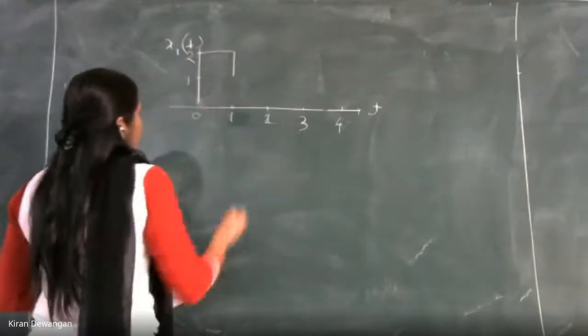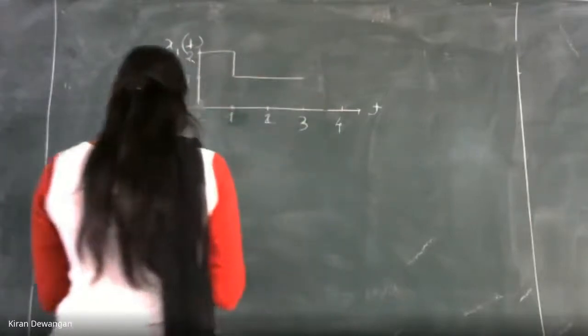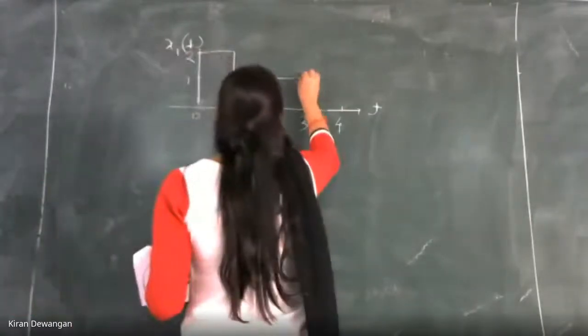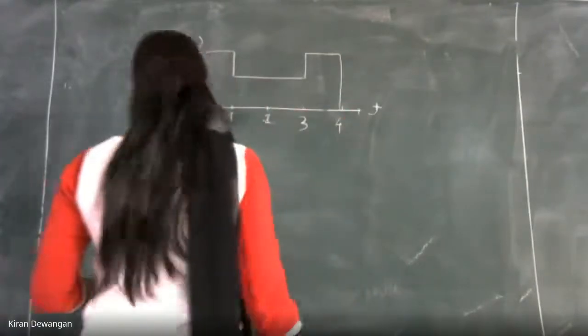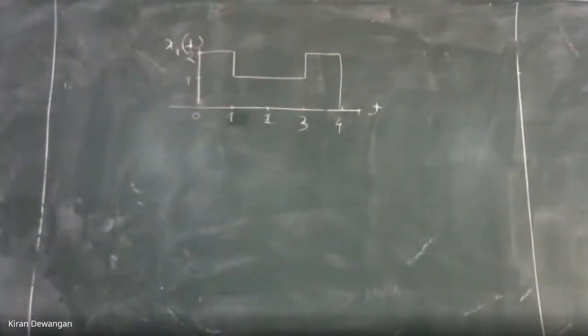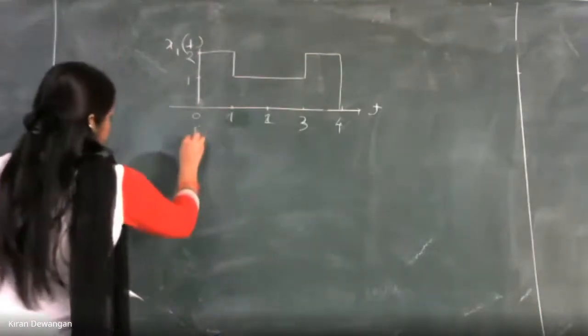There is a drop at 1 and it is constant till 3. The value is constantly 1 till 3. Then at 3 again there is a rise and the value is 1. Clear? So that was x1(t).